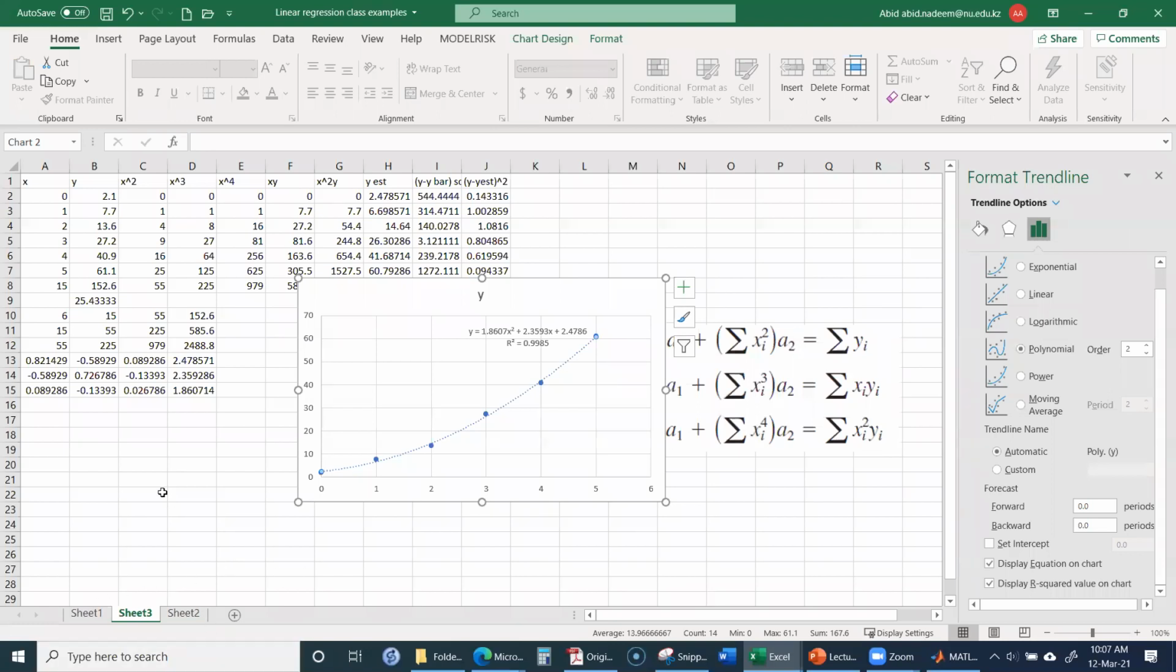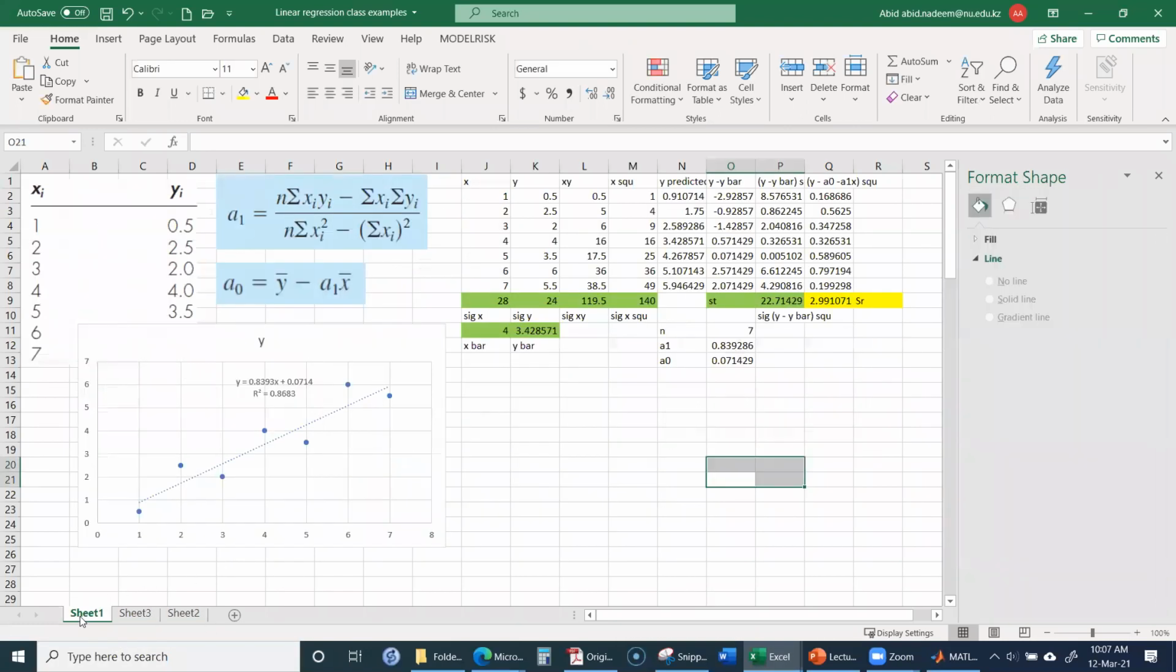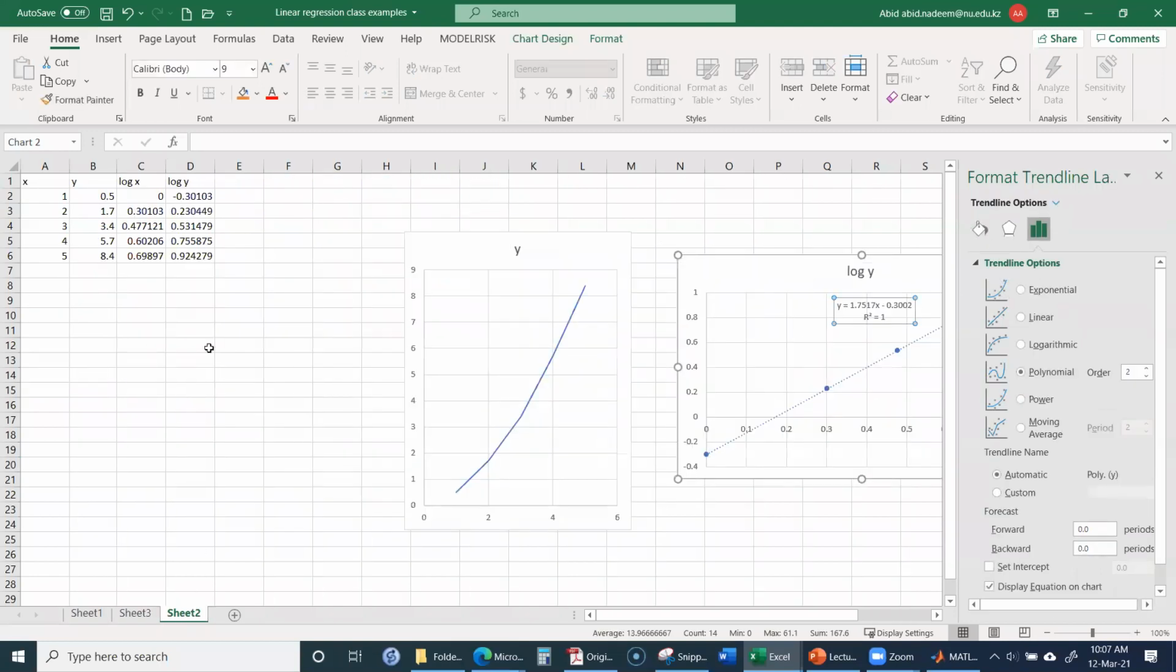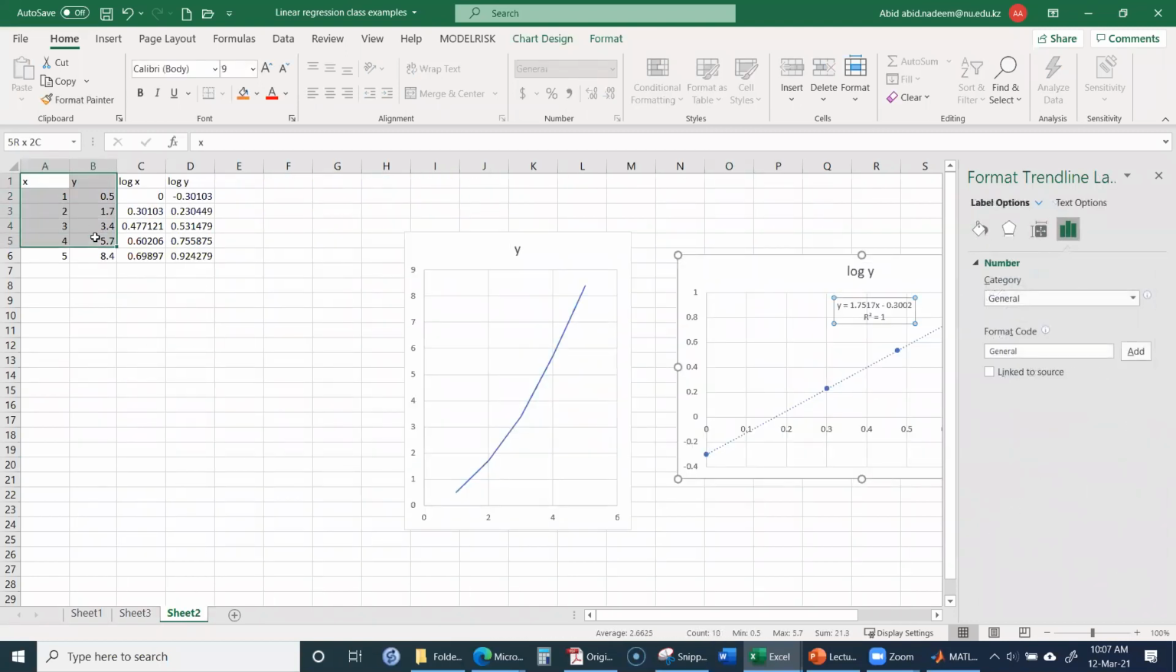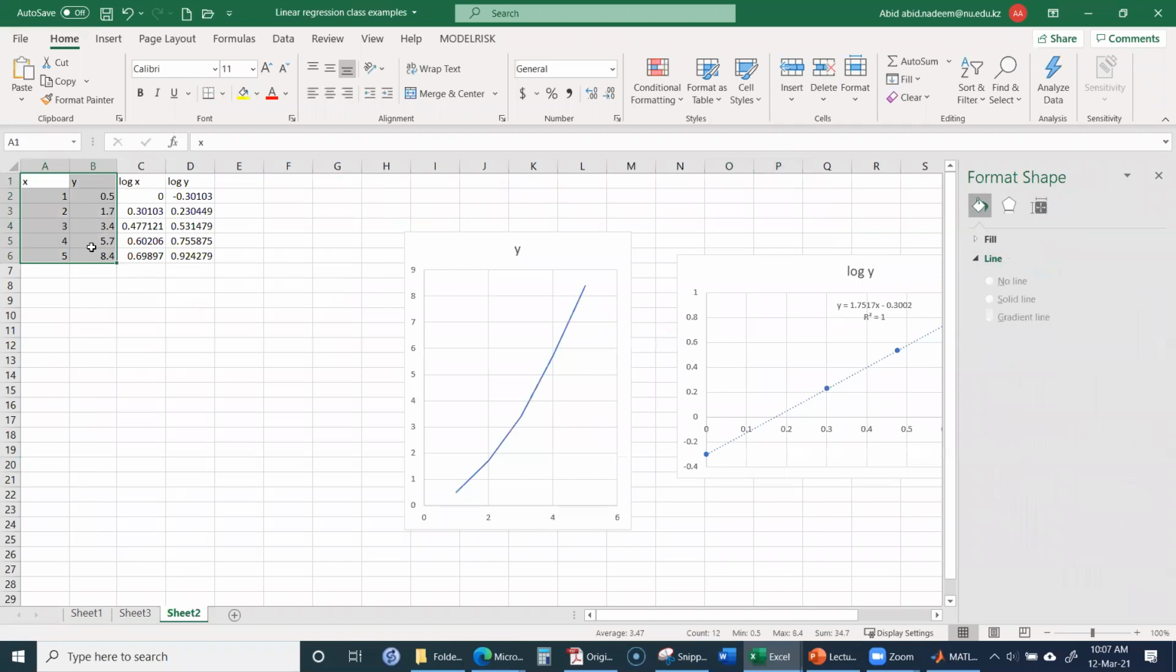In Excel, what we can do is take these data points. I already have done it, but I will redo it again.